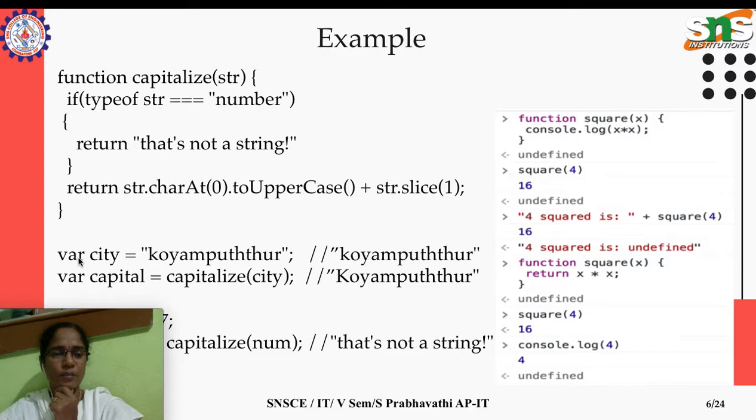Let's see what's happening. In the function call, we are declaring the variable city equal to Coimbatore, and we are going to capitalize the first character if not already. So variable capital is equal to the function call, passing the variable this way. Here this is a double quotation, so definitely city will be of data type string.